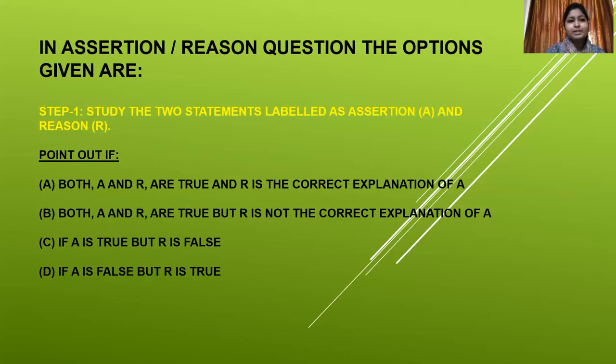The second option says that both A and R are true, but R is not the correct explanation of A. It means there is a probability that you may find these two statements very true and from the chapter, and you find them very justifiable, but it may be possible that the reason is not the correct explanation of the assertion stated. So you have to be very careful. You may also notice that one is true and another is false, that is, assertion is true and reason is false, or assertion is false and reason is true. So let us understand with the first example.